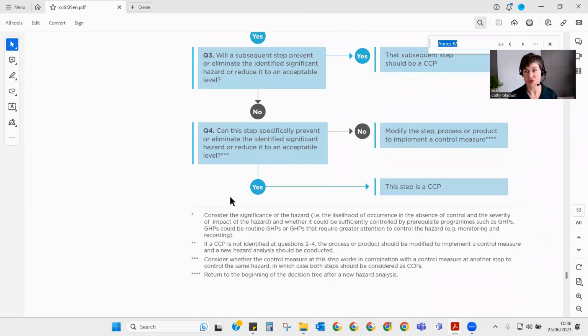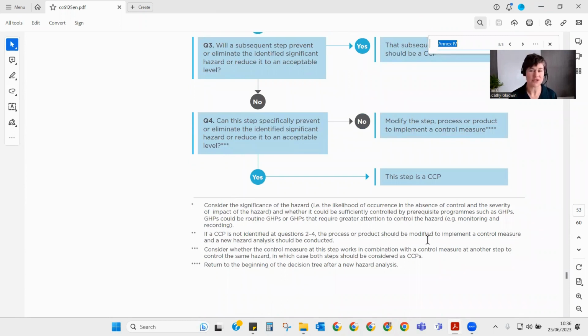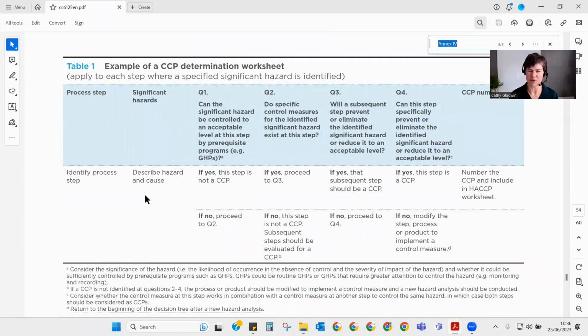It's not a new tree. It's the old 4-question tree. They've just put it back in there for guidance. That does not mean it has to be used. We know we don't have to use a decision tree. It's optional. The other addition is this little table, but all it is explaining the decision tree, showing the 4 questions in table form. Literally, that's all this table 1 is.